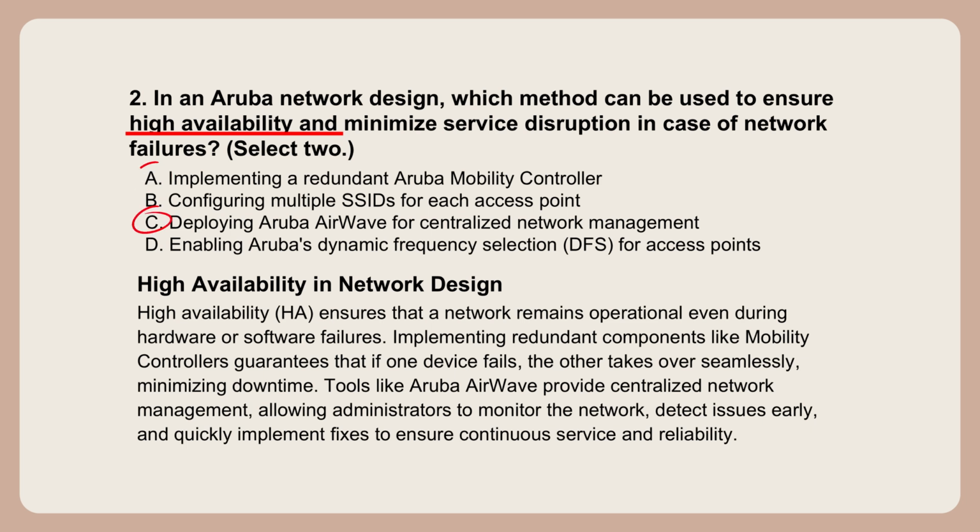Got it. And then dynamic frequency selection, or DFS. That's all about avoiding interference, right? Exactly. It helps access points choose the best Wi-Fi channels to operate on, which is important for performance. It's crucial for a smooth wireless experience. But it's not really about keeping the network online during a major hardware failure. Right, it's more of a local optimization at the access point level. Perfect. Okay, so we've covered RBAC, high availability.